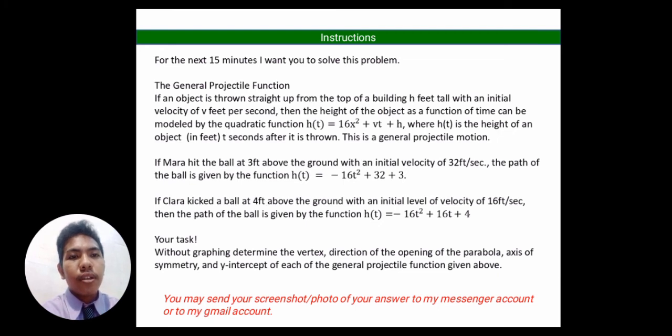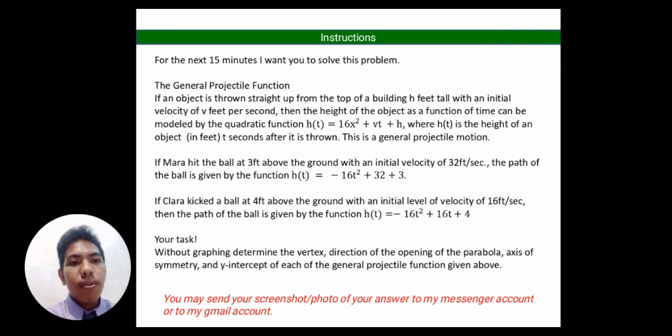So our next activity for the next 15 minutes, I want you to solve this problem. The general projectile function. If an object is thrown straight up from the top of a building h feet tall with an initial velocity of v feet per second, then the height of the object as a function of time can be modeled by the quadratic function h(t) = -16t² + vt + h, where h(t) is the height of an object in feet, t seconds after it is thrown. This is a general projectile motion.